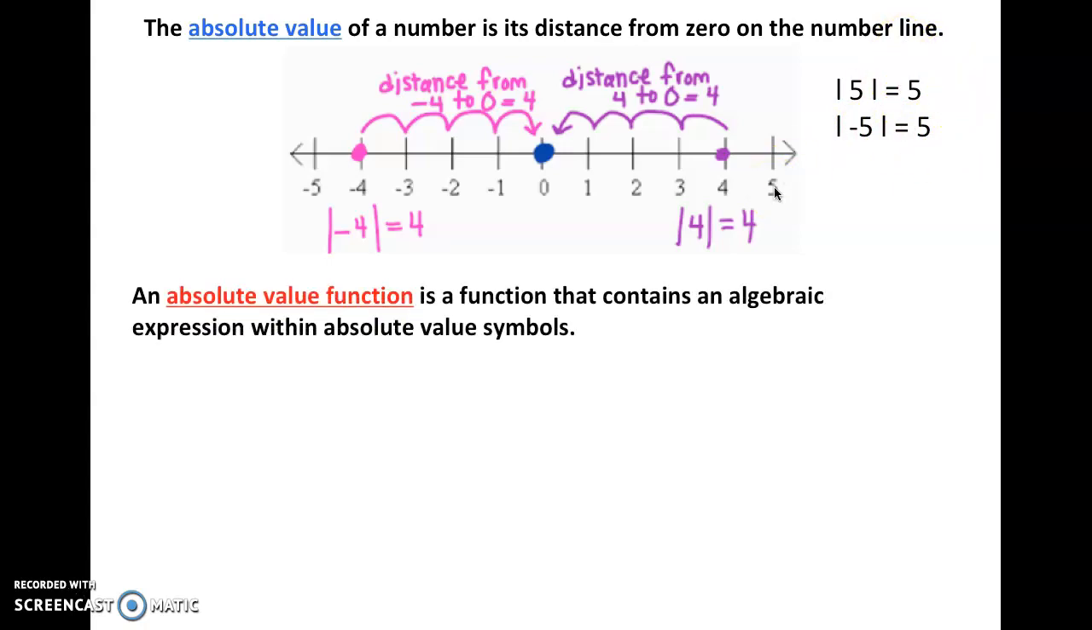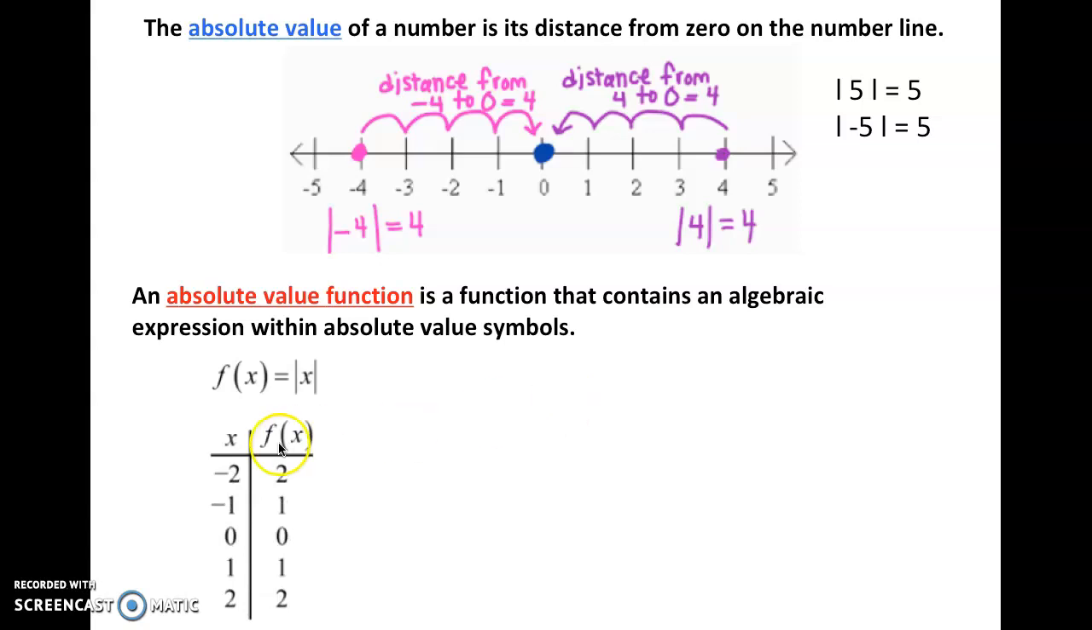So now let's look at an absolute value function. First, an absolute value function is a function that contains an algebraic expression within absolute value symbols. So here's what one looks like. F of x equals the absolute value of x. Or you could replace y with f of x. You'd have y equals the absolute value of x. Now today we're going to look at the graphs.